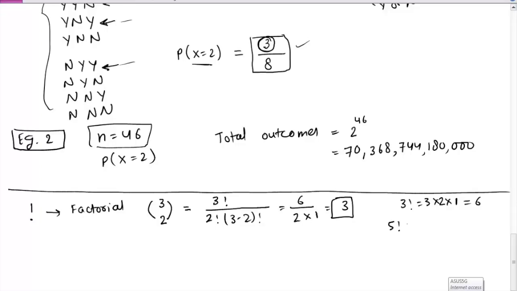Now if you have 5 factorial, you can start with 5, 4, 3, 2 and 1, and this will give you 120. And by definition, 0 factorial is 1.